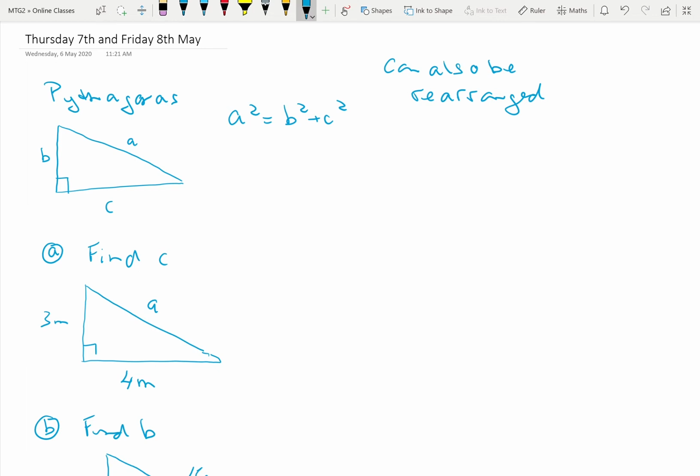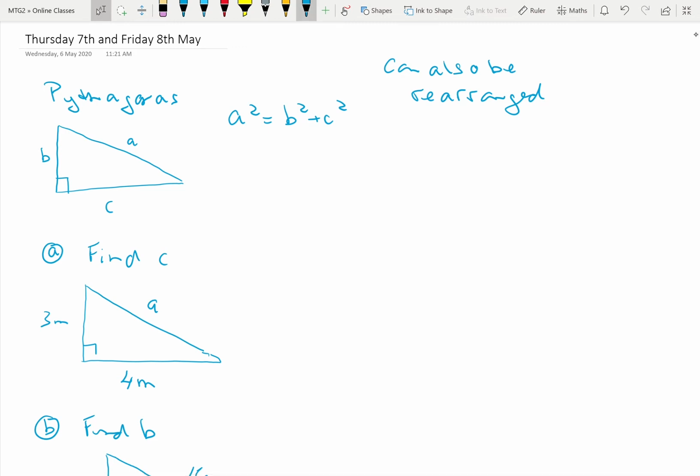Hello there. We're going to work on Pythagoras' theorem, which is a squared equals b squared plus c squared, which is used to find the unknown length side of a triangle. The formula that Sally Ann was talking about is where a is the hypotenuse and b and c are the two sides which are next to the 90-degree corner.